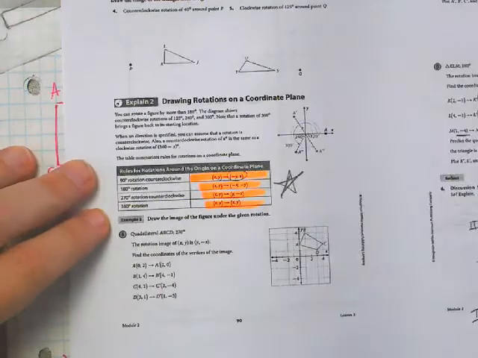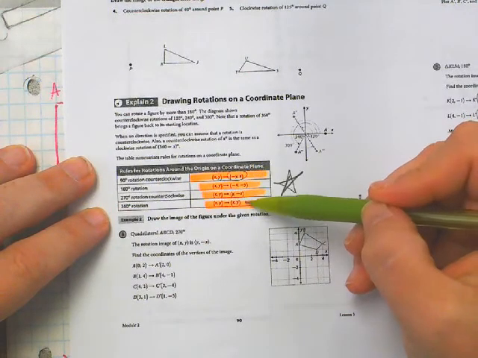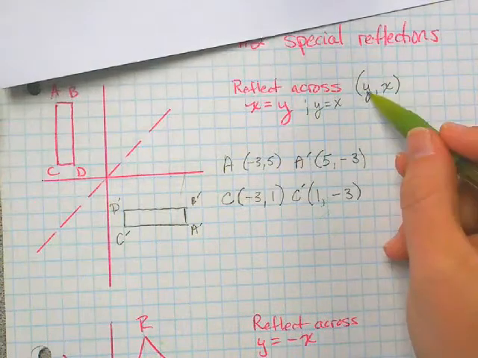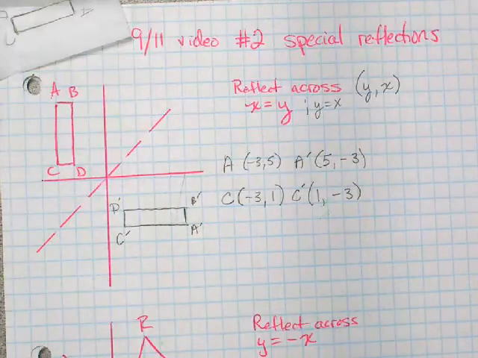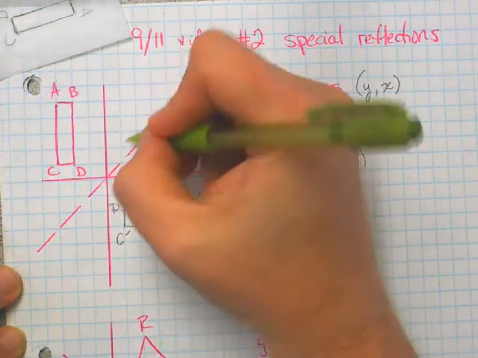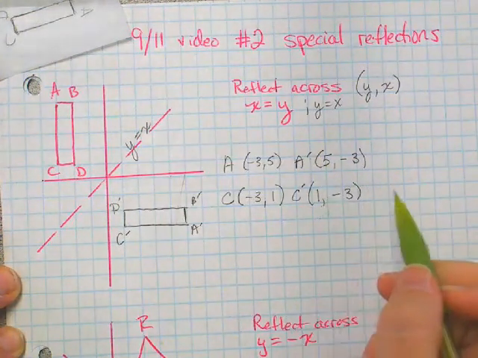That is not any of the same things that you see in the packet that I gave you today. These are all rotations, and you'll notice that none of them are y, x. So when we reflect across the line y equals x, our coordinates flop.